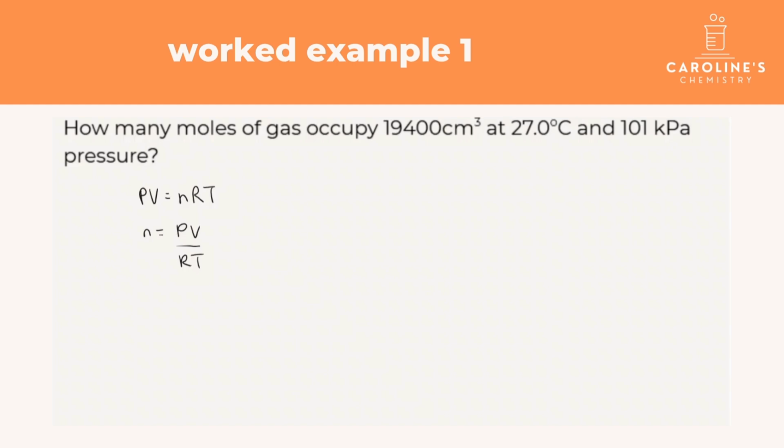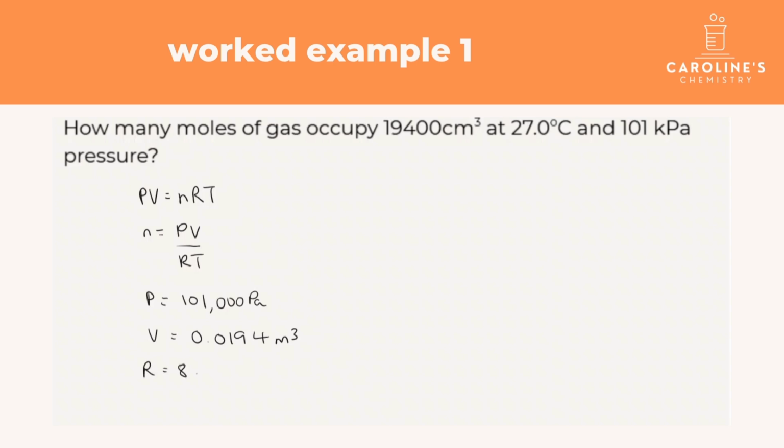Now let's consider all of the unit conversions that we need to do. So pressure, P. We're given 101 kilopascals, so we have to times by 1,000 to make it into pascals. V, so for the volume we're given it in centimeters cubed. So centimeters cubed into decimeters cubed is divided by 1,000. Decimeters cubed into meters cubed is divided by 1,000 again. So I'm therefore going to divide by 1,000,000, giving me 0.0194 meters cubed. So that's the 19,400 centimeters cubed divided by a million.